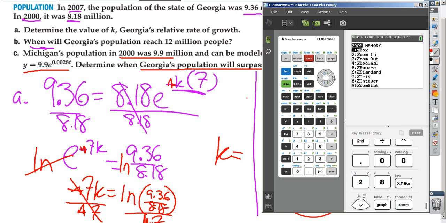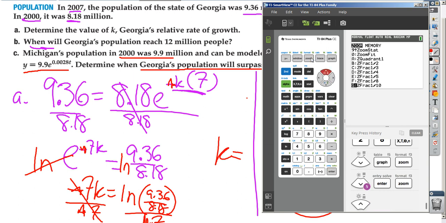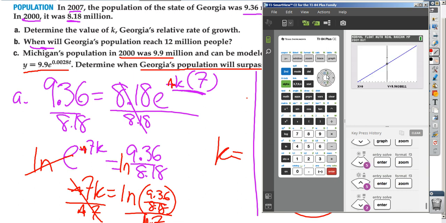do zoom. Let's make sure we're in the right standard. Still not a great picture. Let's do zoom fit. That's still not a very good picture. So you want to get a graph that kind of looks like an exponential. Did I put this in correctly?